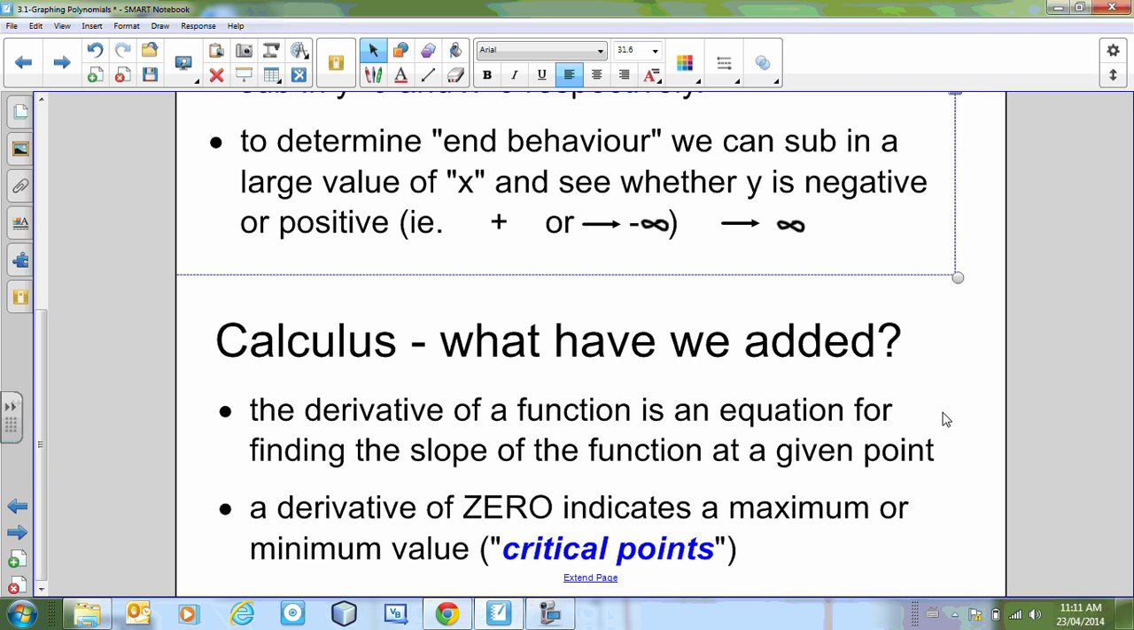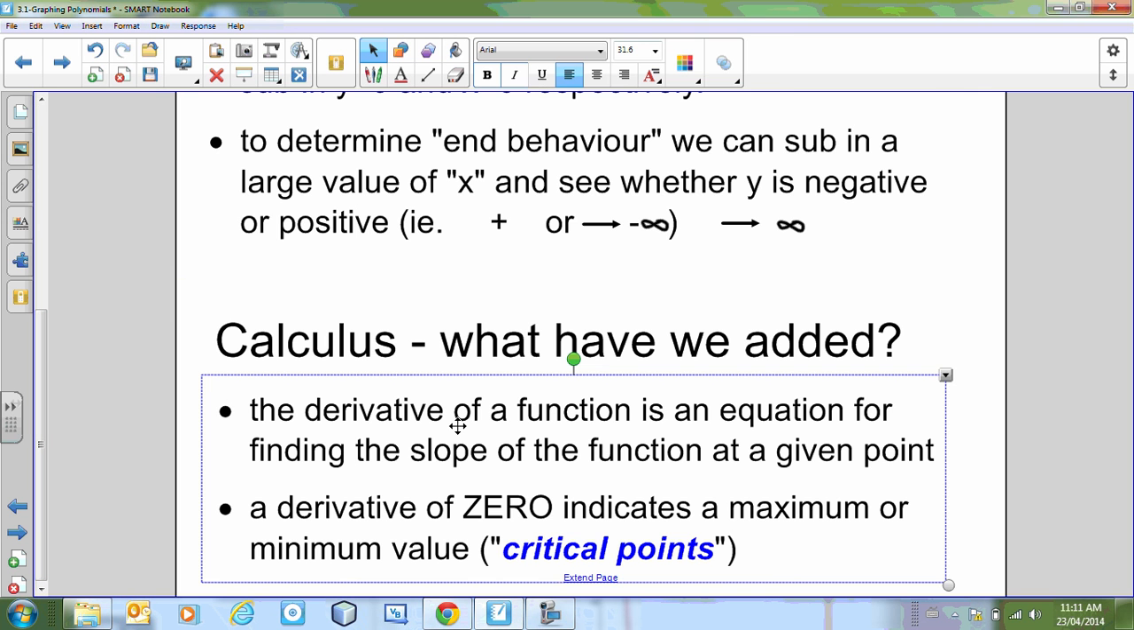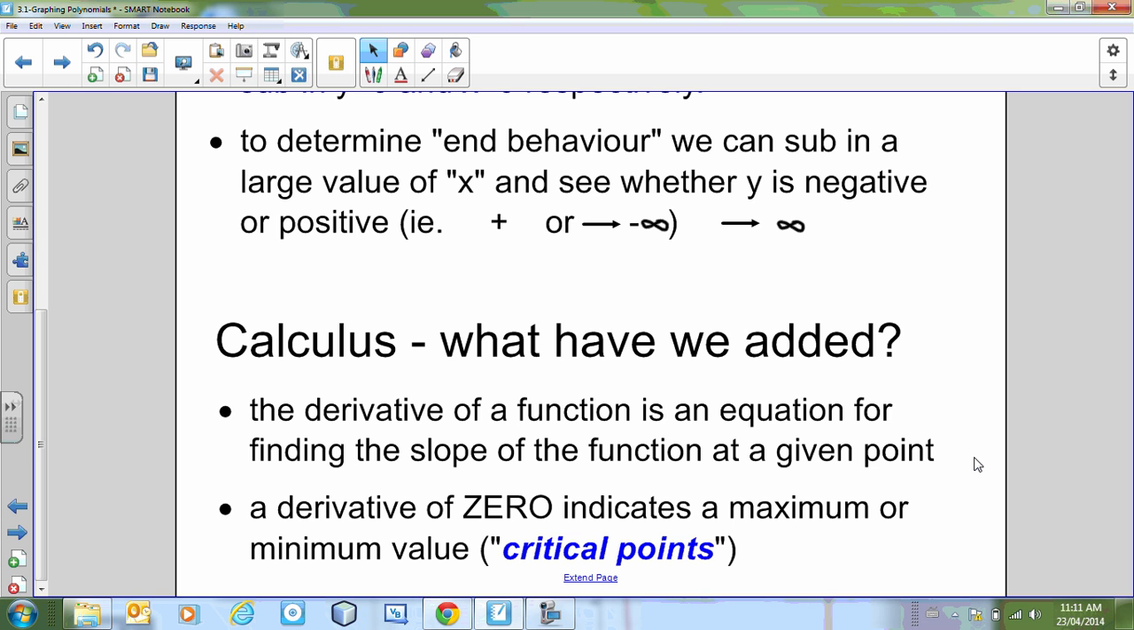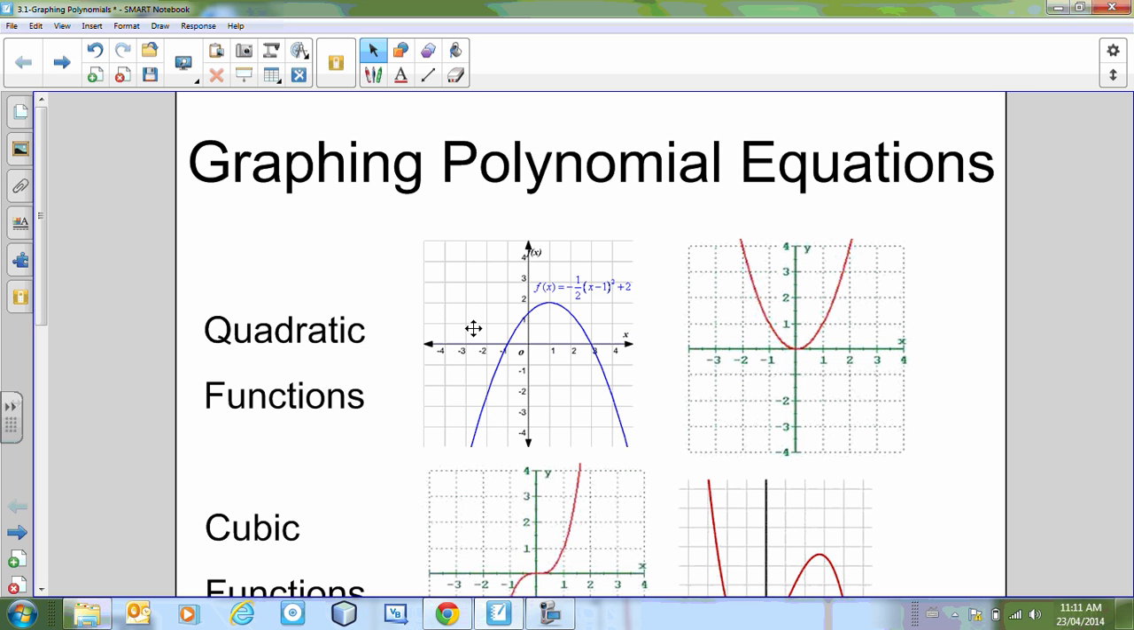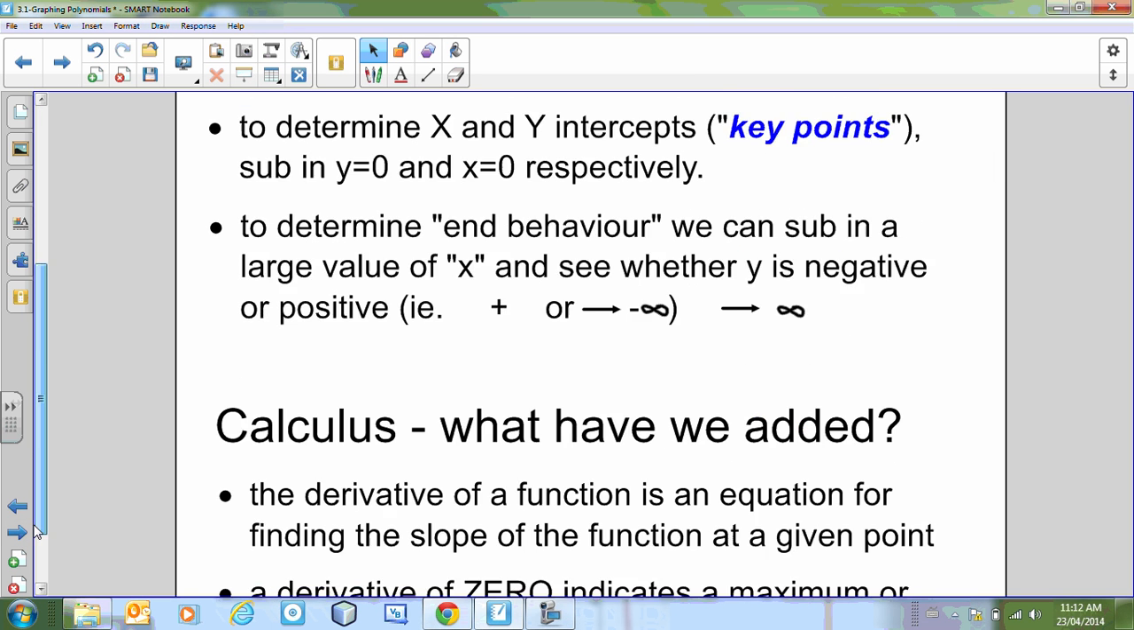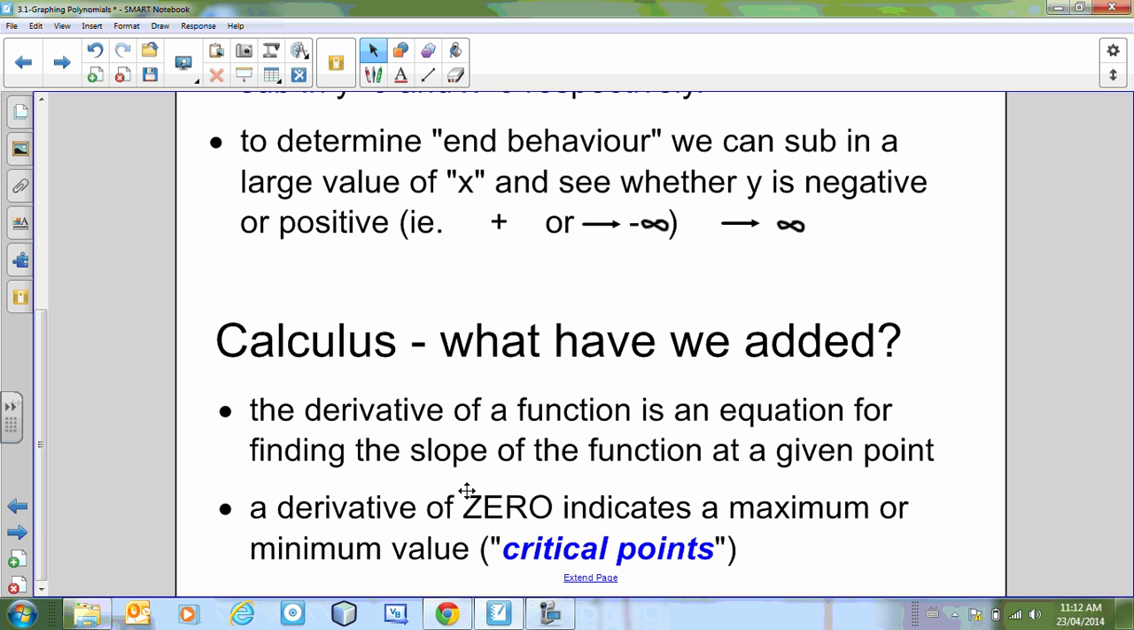So what does calculus add for us? What we've been dealing with mostly is derivatives. And you want to remember that the derivative of a function is a way to find the slope. And so this will allow us to figure out whether we have that increasing or decreasing section of a graph. So if I know the slope here is positive, then I know I'm increasing. If I know the slope over here is negative, I know it's a decreasing section of the graph.